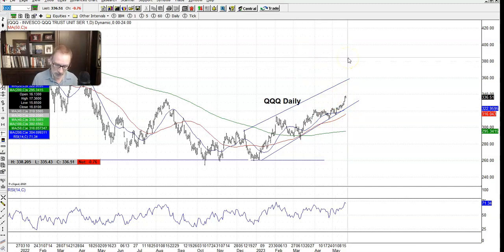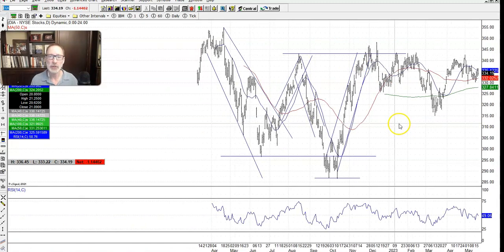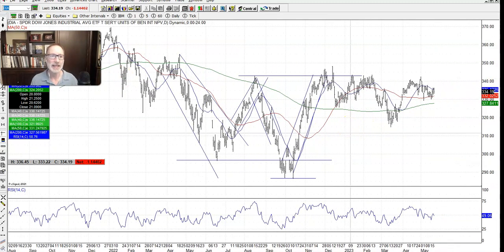The Dow is probably the laggard of the three. Here's the Dow Jones using the DIA. Here's the symbol up here in the top left corner, DIA. So the Dow has this resistance. Now, these are a lot of old lines that I have on the chart. And now we have this resistance here, probably around 345 or so, maybe a little bit lower than that. You can see that the Dow needs to get above that area.